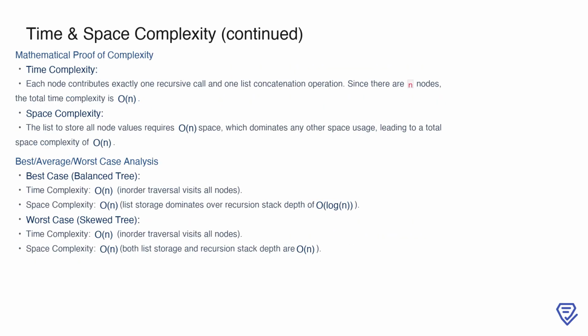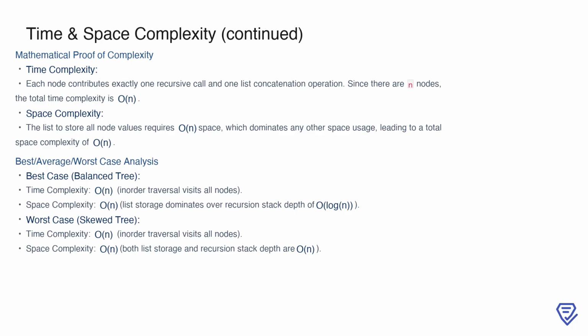Mathematically, the time complexity of this solution can be explained by the fact that each node in the tree contributes exactly one recursive call and one list concatenation operation. With n nodes in total, the traversal and combination steps add up to a time complexity of O(n). For space, the list that stores all node values requires O(n) space, which dominates over any other space requirements, leading to an overall space complexity of O(n).